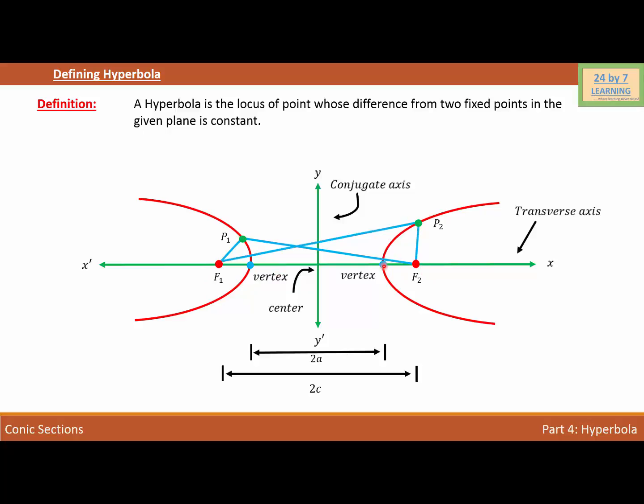Now let's use the definition of the hyperbola. If we do that, we will write P1F2, which is this line, minus P1F1, which is over here, is equal to P2F1 minus P2F2, which is over here, is equal to constant. This is how the hyperbola is defined.